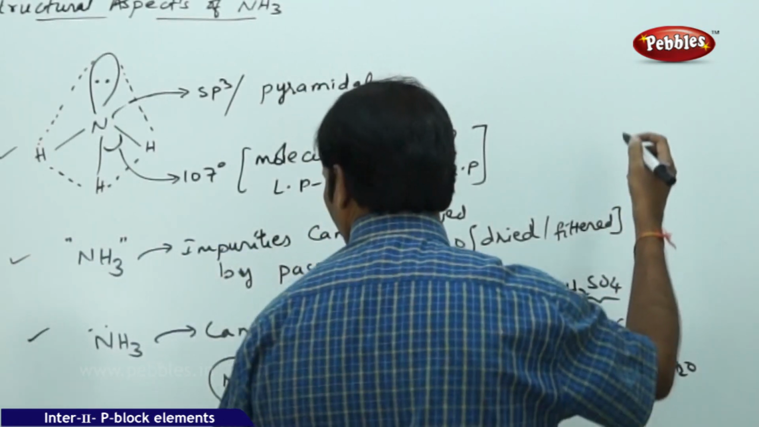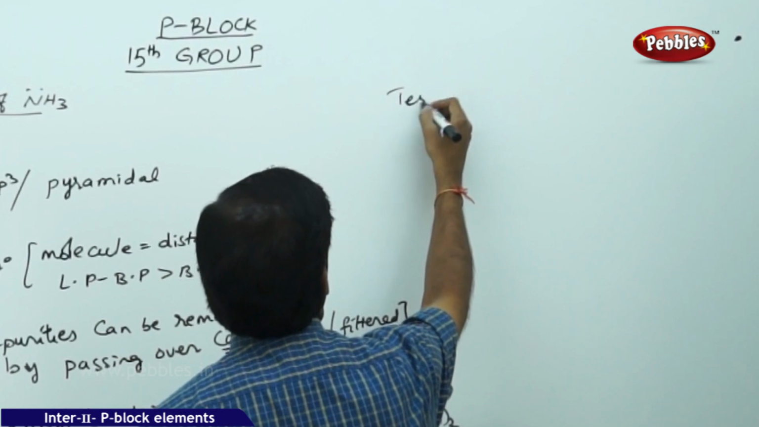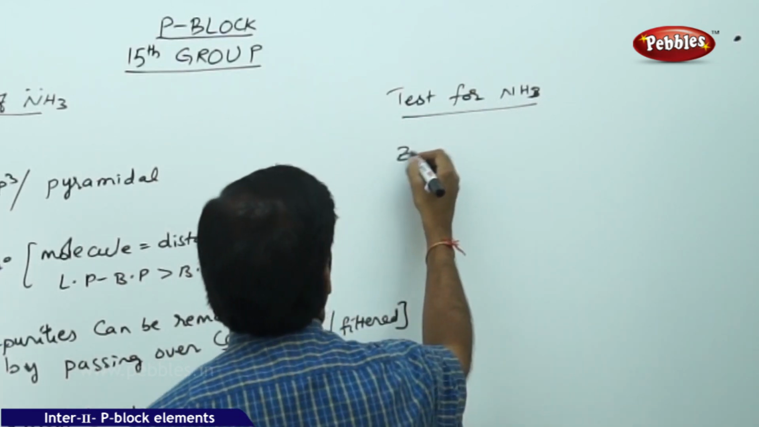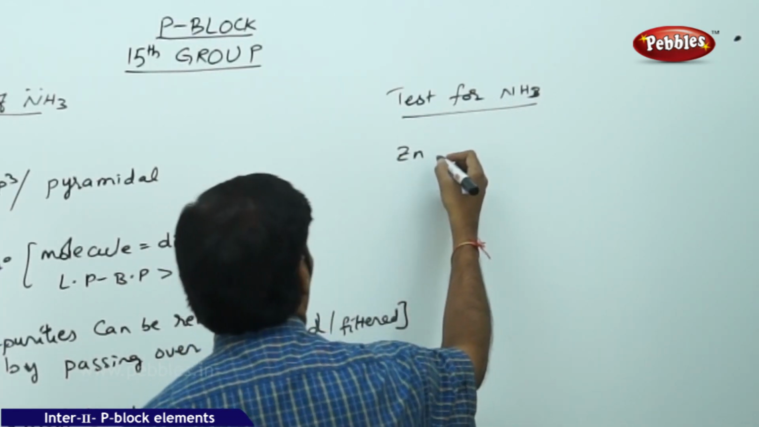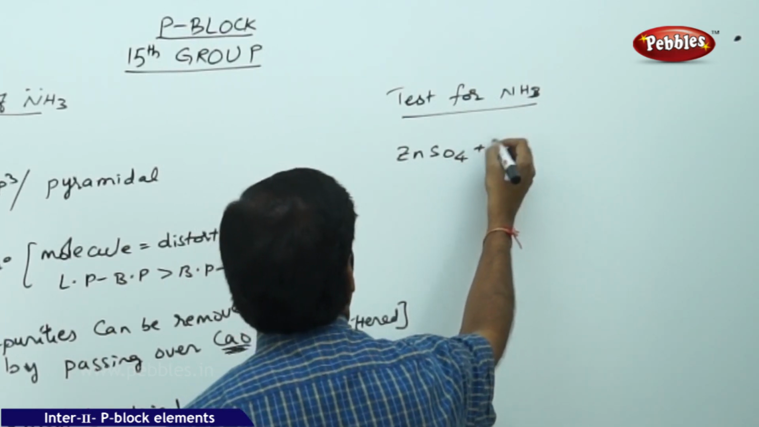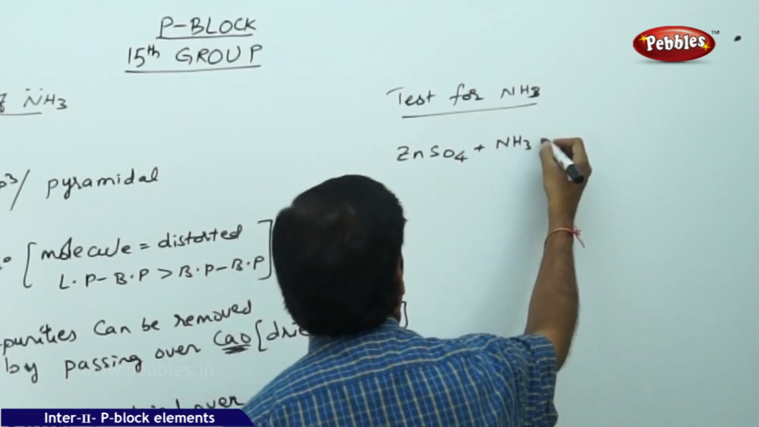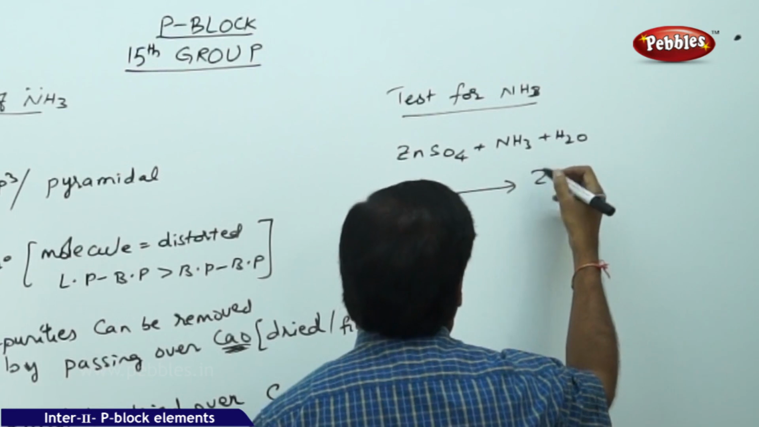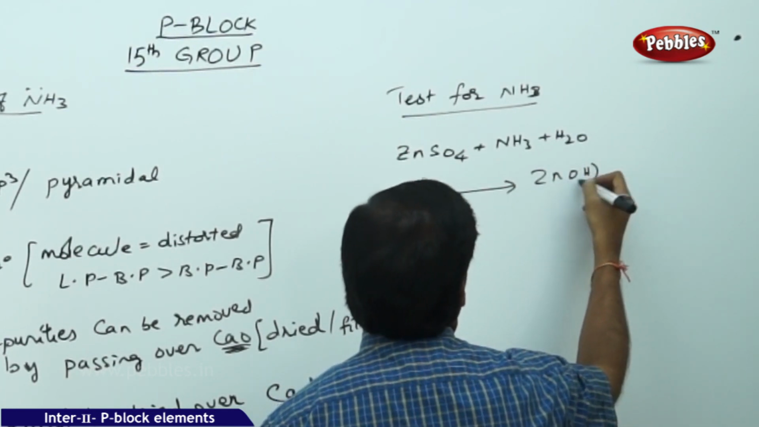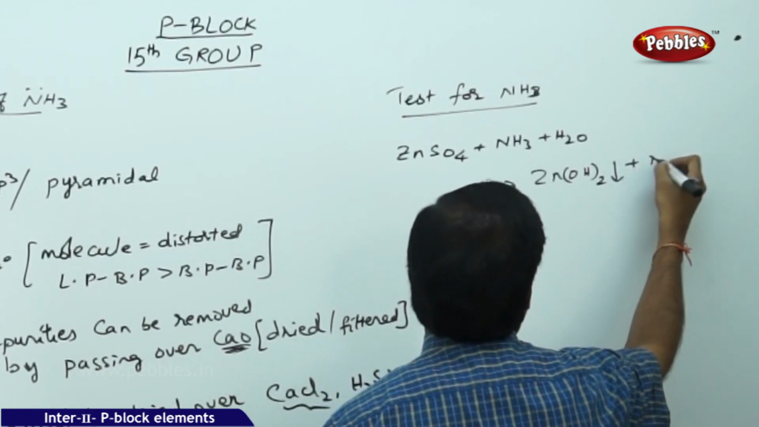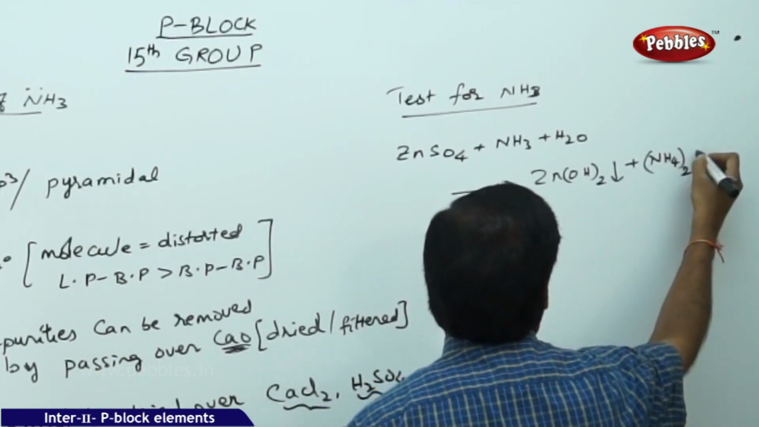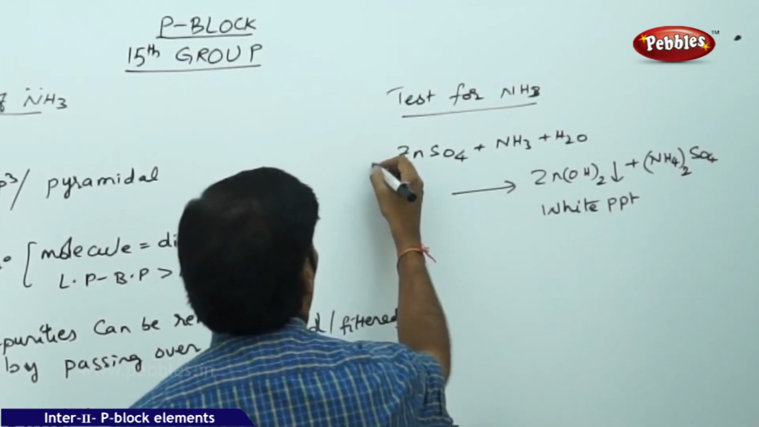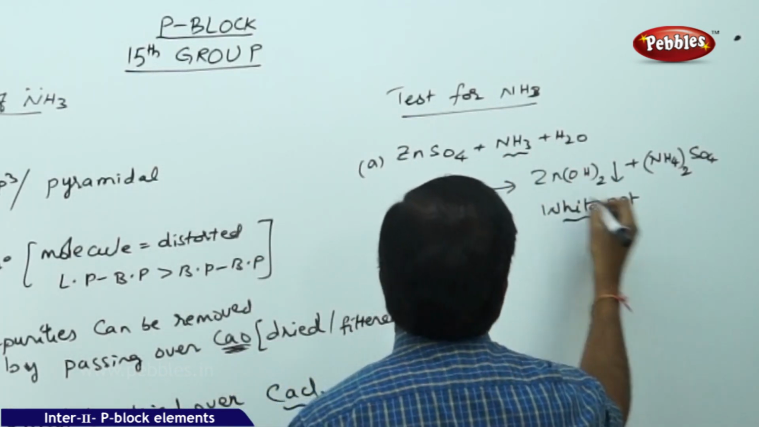Apart from this, ammonia forms precipitates, that is, tests for ammonia. When ammonia plus water reacts with zinc sulfate, it forms zinc hydroxide, a white precipitate, plus ammonium sulfate. So you can see that ammonia gives a white precipitate with zinc sulfate.